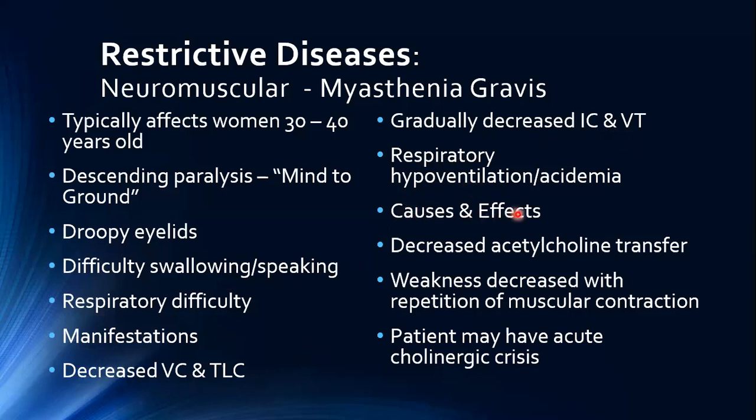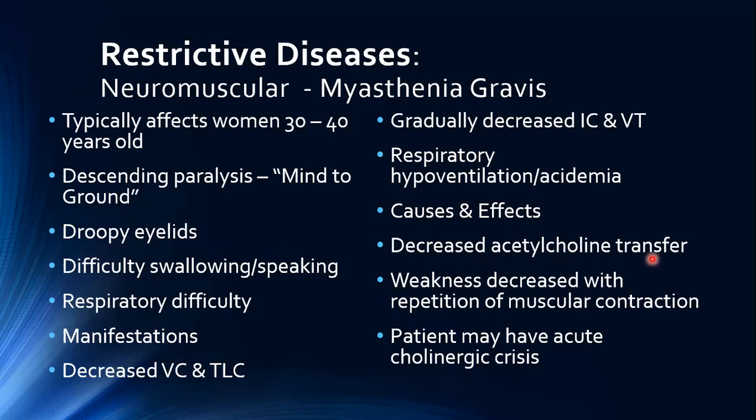All right, what are the causes and effects? Now, what are the causes? I'm going to change some of these colors. He didn't separate this good. All right, causes and effects of myasthenia gravis. What causes it? Well, the major cause of myasthenia gravis is a decrease in acetylcholine transfer. A decrease in acetylcholine transfer.